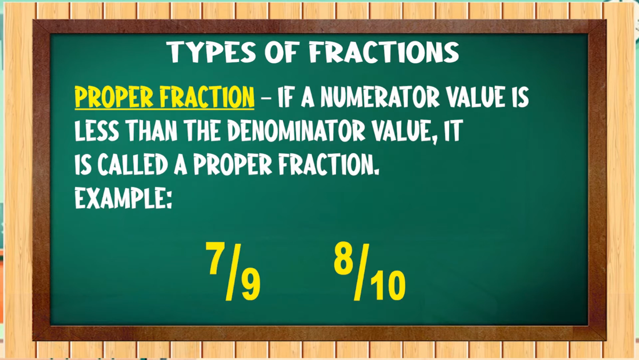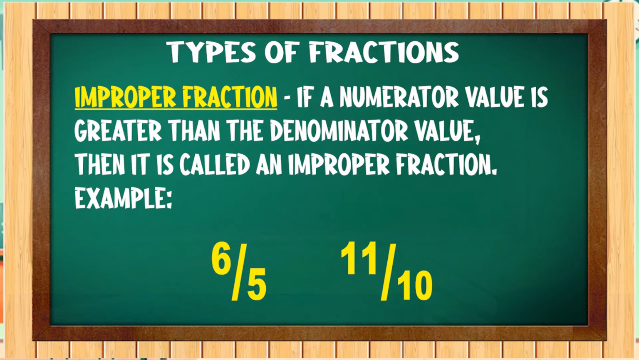Proper fraction. If a numerator value is less than the denominator value, it is called a proper fraction. For example, you have 7/9 and 8/10. In those fractions, 7 and 8 are both smaller than their denominators.